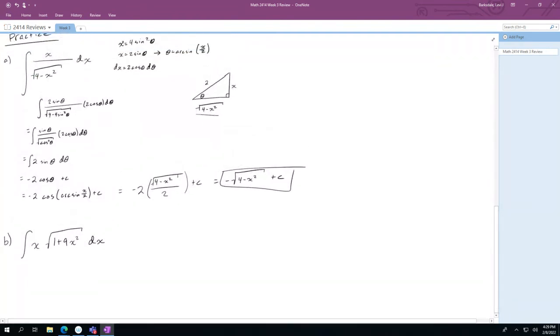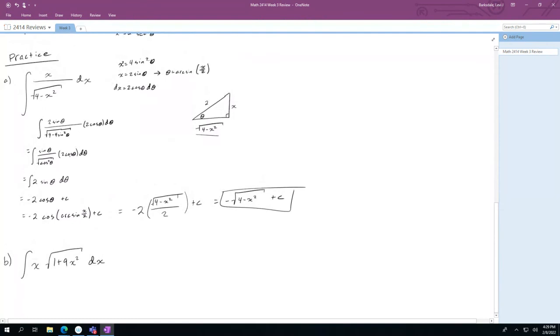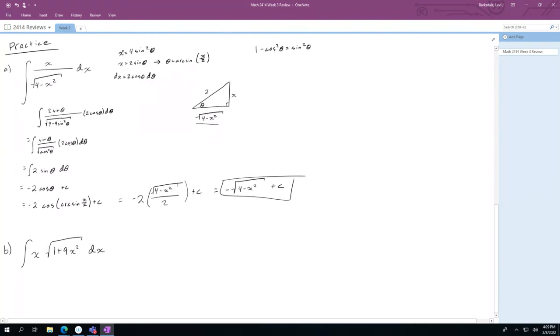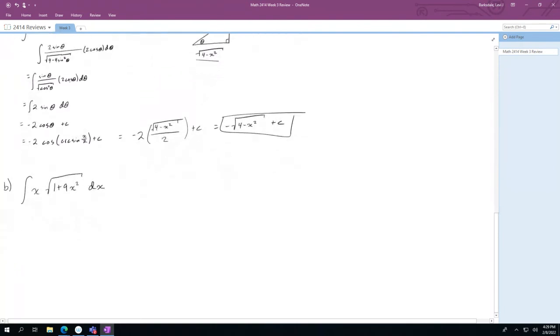I guess one important thing to note is we could technically also be making the equivalent substitution 1 minus cosine squared theta is equal to sine squared theta. That's the same trig identity, so if you wanted to instead make your x squared equal to 4 cosine squared theta, you could do that as well.